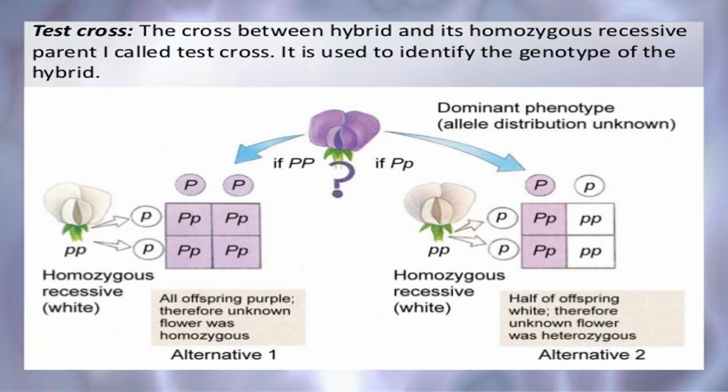So that was all regarding the monohybrid cross of Gregor Mendel and Gregor Mendel's inheritance rules.